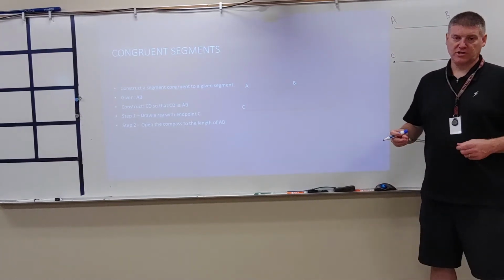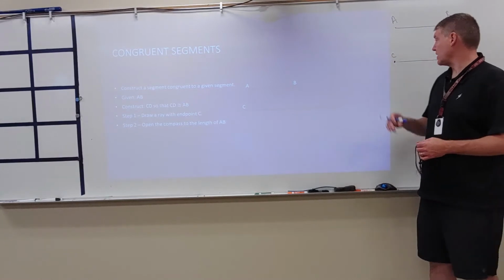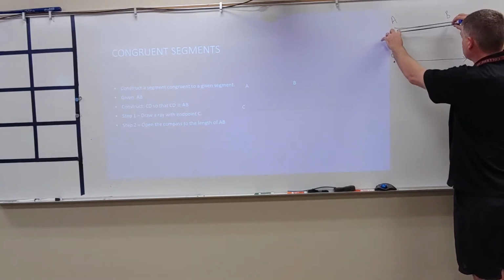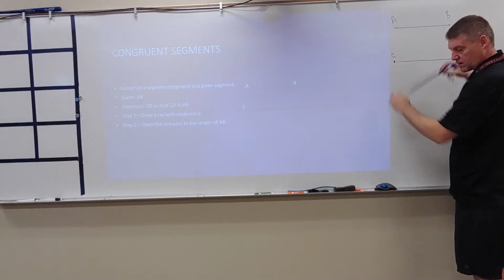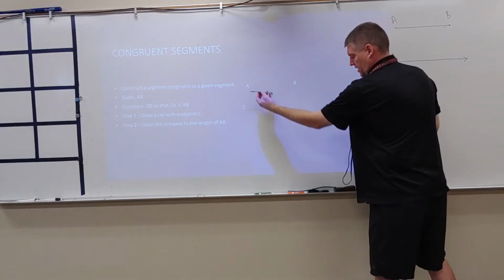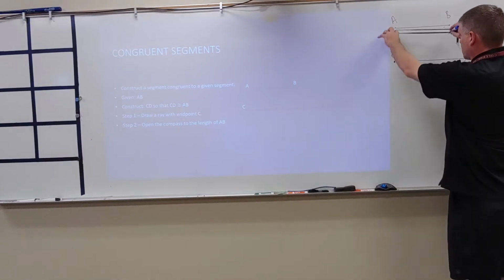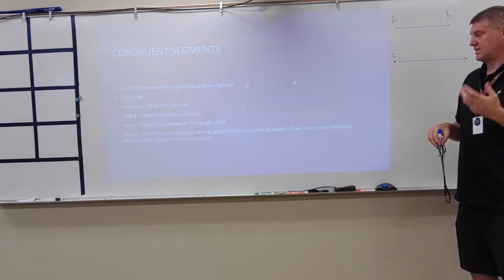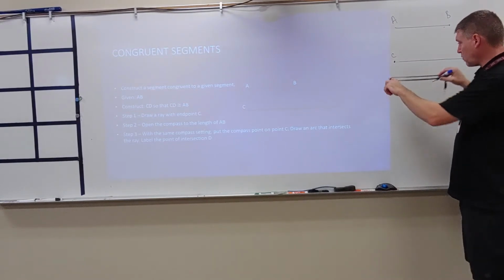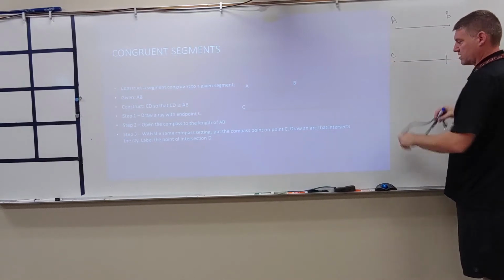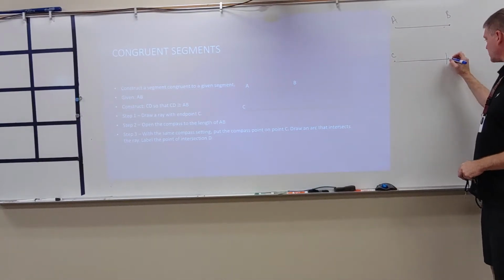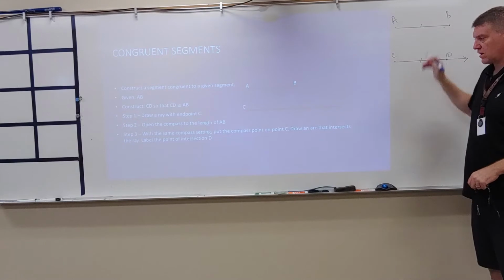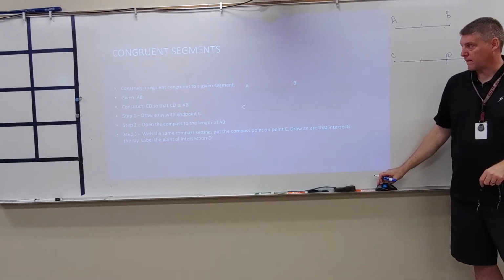So step 2 is you're going to open your compass to the length of AB. So when I come down here, I'm going to open my compass up so that it's this long here. So you're going to take this, open it up to that length. And then I'm going to take that same compass setting and put the point on C and draw an arc. Okay? So where that arc intersects, I'm going to put a dot there, and this is going to be D, and now these are going to be congruent segments. Okay?